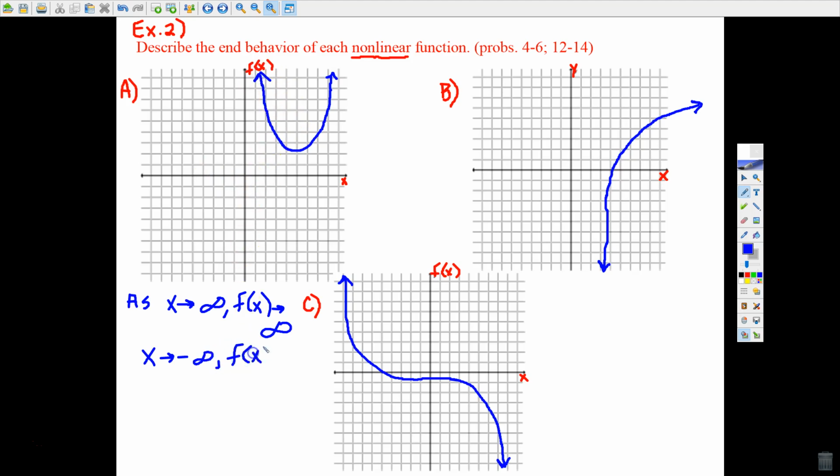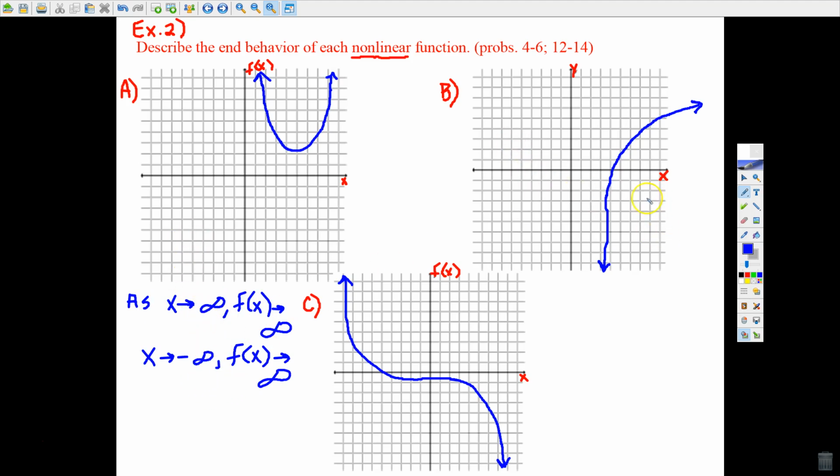Well, the function is still going in a positive direction. So the function is still approaching positive infinity regardless of whether I'm choosing bigger values for x or smaller values for x. The end behavior is really the same. So that would be my final answer for letter A.